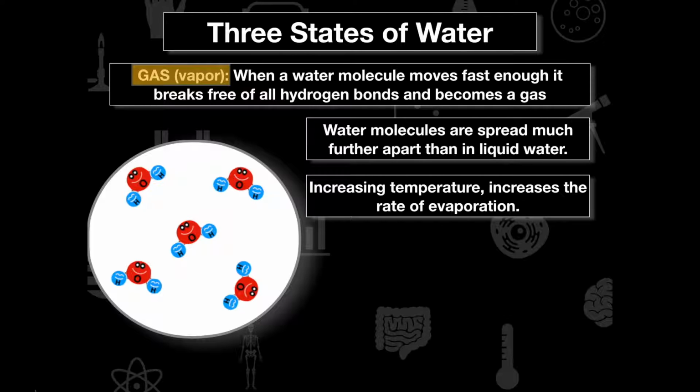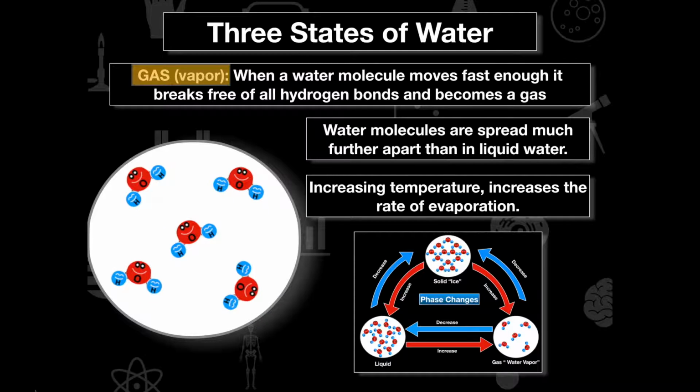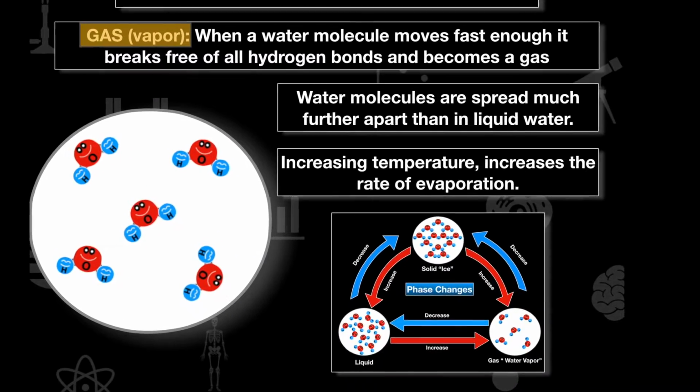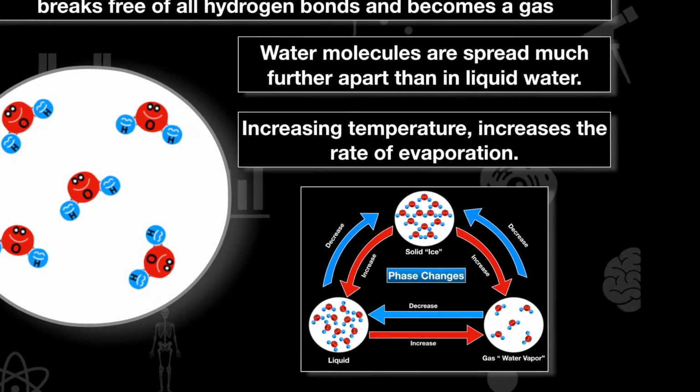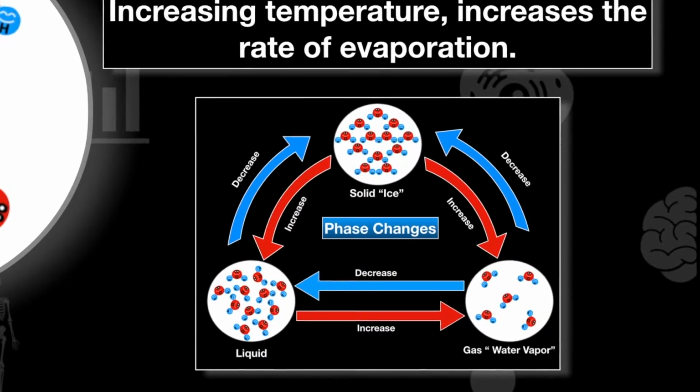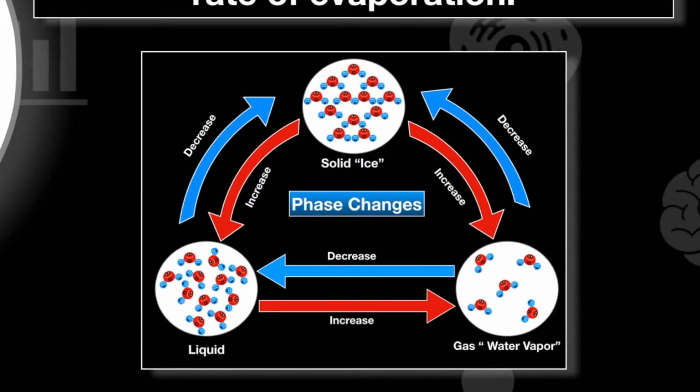So if we increase the temperature, we're also going to increase the rate of evaporation. Remember, evaporation is going from liquid water to the gaseous or water vapor state. So we can see that as we go through our phase changes, as the temperature increases and decreases, we affect the density of the water and the energy that these water molecules possess, just based on the temperature.